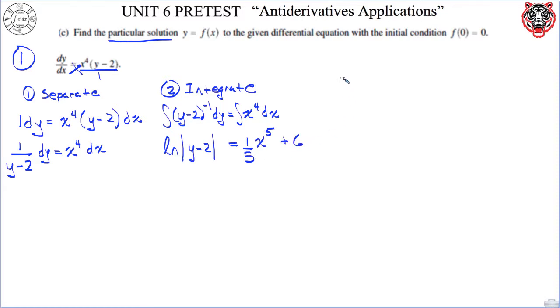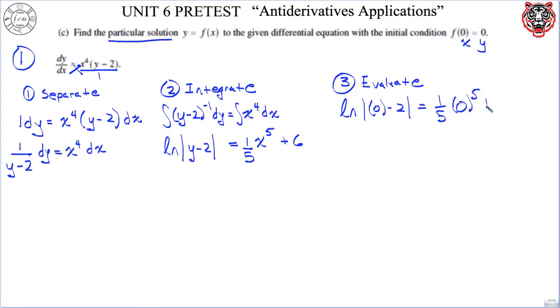And finally, we have step 3. Step 3 is evaluate, which just means we're using x and y in this. So both x and y are 0, so just plug in 0. So we have natural logarithm of absolute value of 0 minus 2 is equal to 1/5 of 0 to the power of 5 plus c. And there is a step 4, but I'm not going to do that until the very end of the video, just in case you want to see how to do that extra credit.